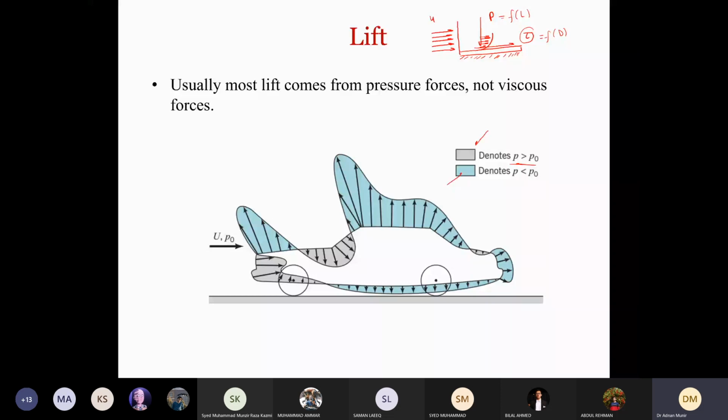So normally on the windscreen, on the front of the car, right, we have high pressure zones, and on the roof and on the bonnet we have low pressure zones, right? The incoming flow is U, and the incoming pressure or the initial pressure is P naught, right?